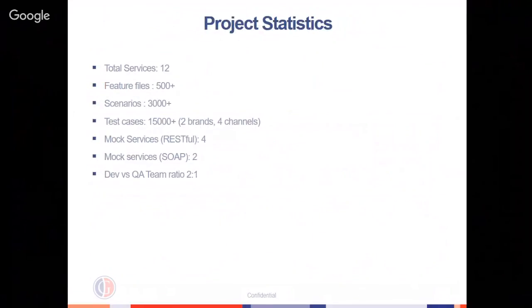These are the project stats. We automated a total of 12 services and around 500-plus feature files. We automated tests for 2 brands and 4 channels, and as part of that, we developed 4 RESTful mock services and 2 SOAP-based mock services. The dev versus QA team ratio in this project was 2:1.